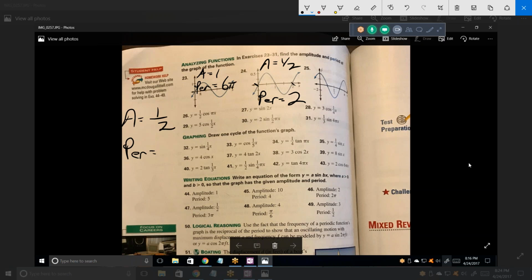Okay, 25, what's A? So A would have to be the maximum, which is 2 or 3. Hold on. Read the grid. If that's minus 2, that means each grid mark is 2 units. So that's minus 4, and then plus 4. So it'd be 4 for the amplitude. Okay, so the amplitude is 8 divided by 2.